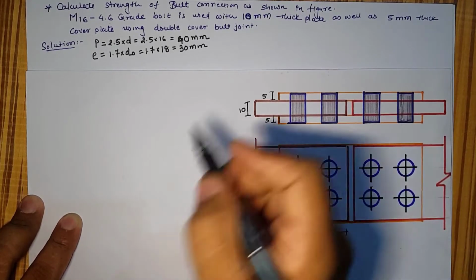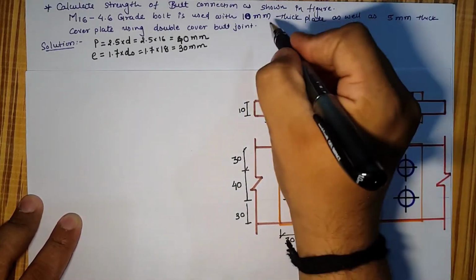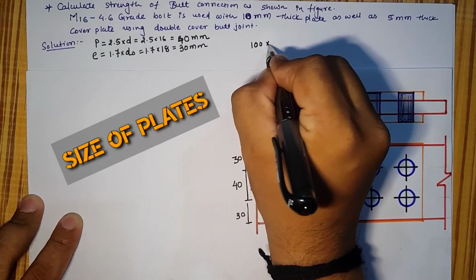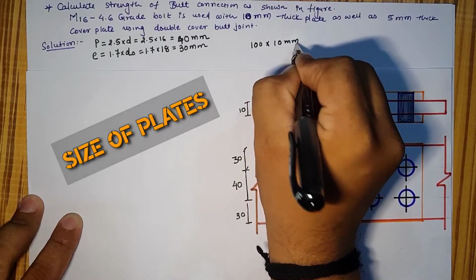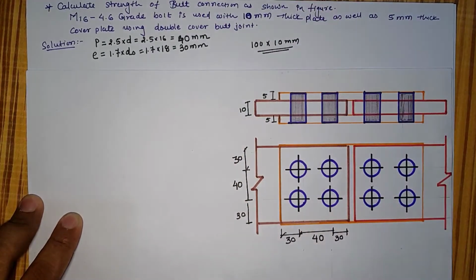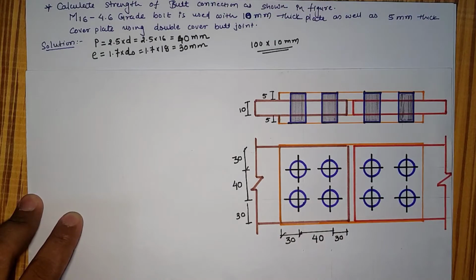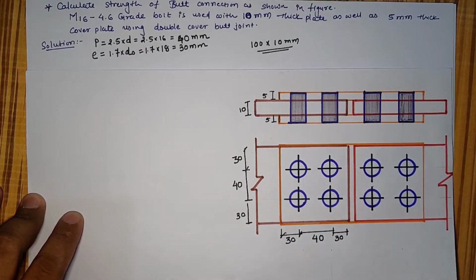Now from figure we can say that our two plate size is 40 plus 60. It means 100 cross 10 mm. So if we have not given the size of the plate but we have given the detailing of the plate, then we can find out the size of the plate. Now let us go for the calculation.